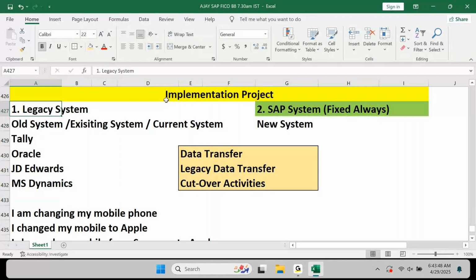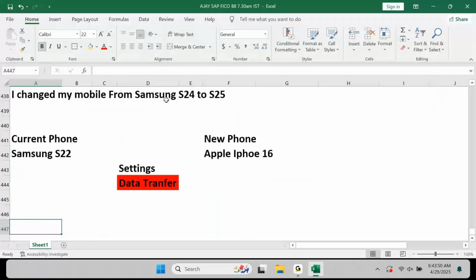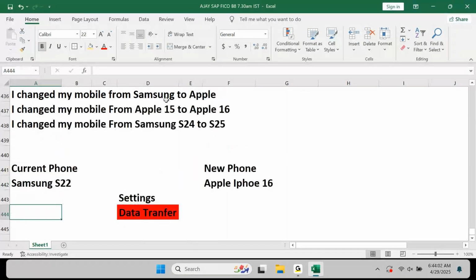When you're changing the phone, you will never tell I changed from Samsung to Apple, right? I changed my old phone. Because here nobody is concerned about what is your old phone. Everybody is concerned about what is your new phone. You will tell I exchanged my phone and then I bought an Apple phone. I exchanged my phone, I bought a Samsung phone.